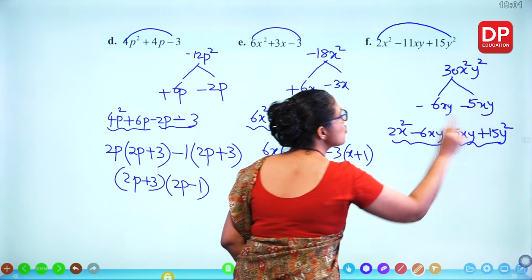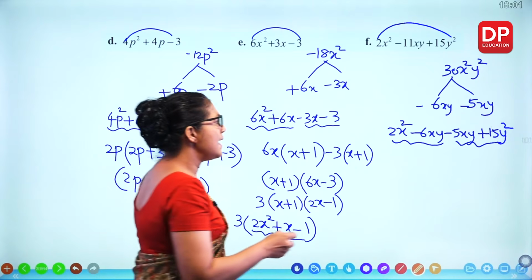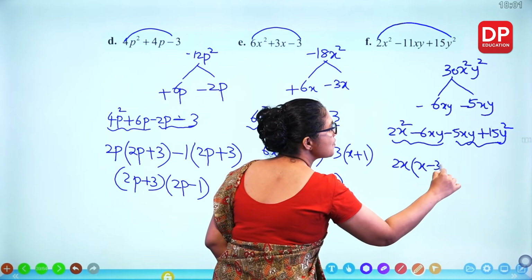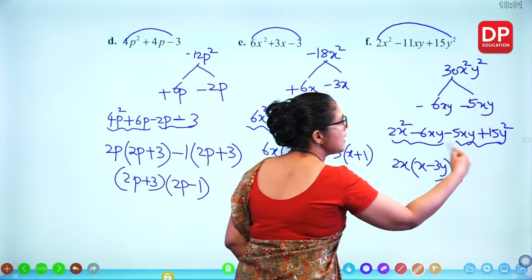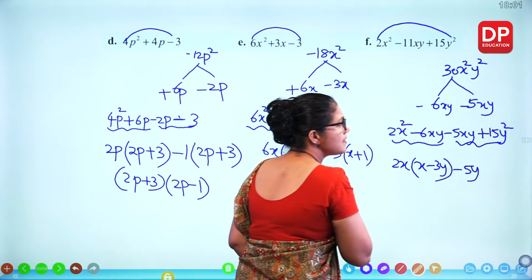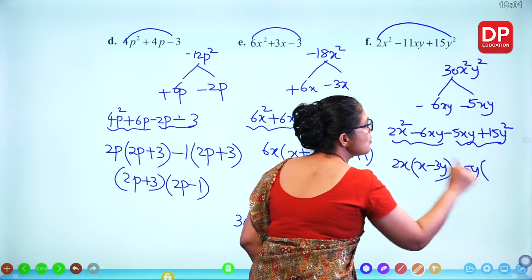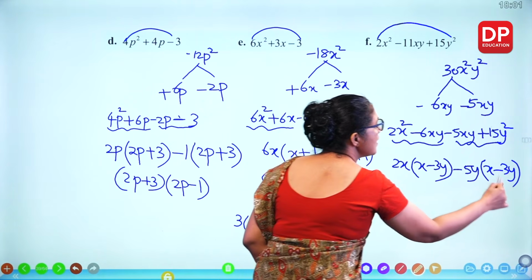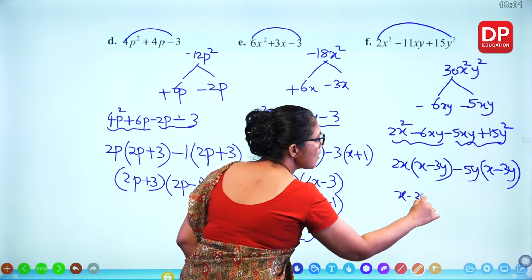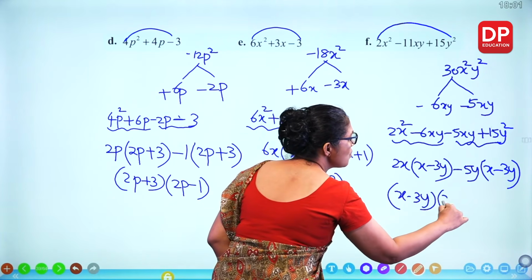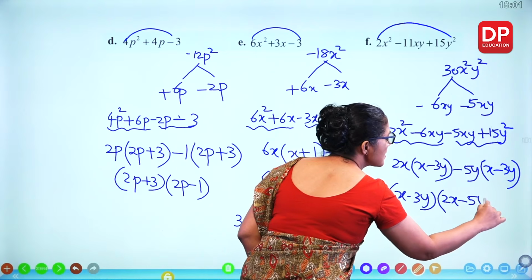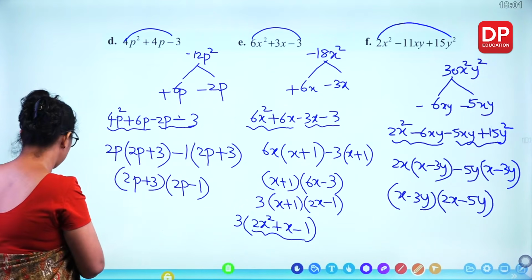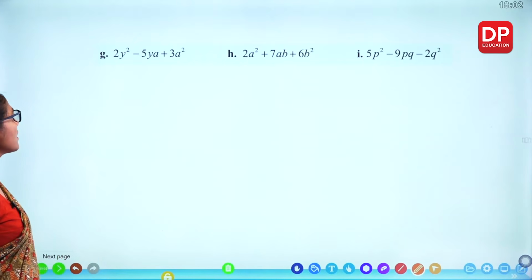So here first 2 and last 2 separately. 2x is common, take it out. X minus 3y remaining. Here 5y is common. And then when you take it out, you get x minus 3y. Again, x minus 3y common, take it out, you get 2x minus 5y. Now we'll look at the next part.